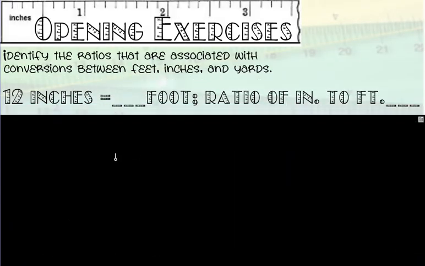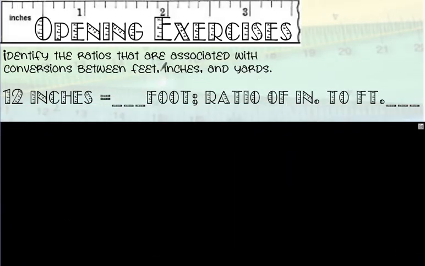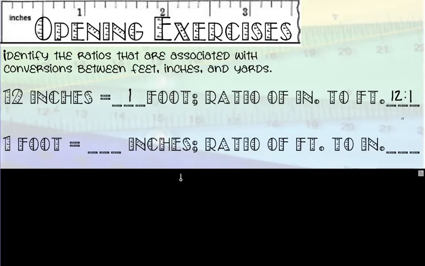All right, so now we're going to identify the ratios that are associated with conversions between feet, inches, and yards. So we know that 12 inches is equal to 1 foot. So the ratio of inches to feet then would be 12 inches to every 1 foot. Going in reverse, 1 foot is equal to 12 inches. So the ratio of feet to inches is 1 to 12. And yes, it is important to note the order because when you're converting between the units, you need to make sure that you're using the correct thing to multiply by.